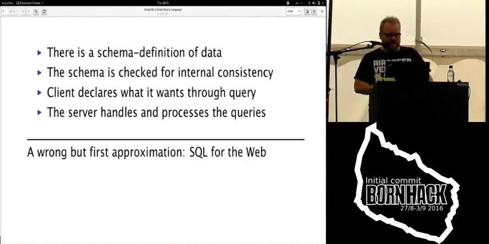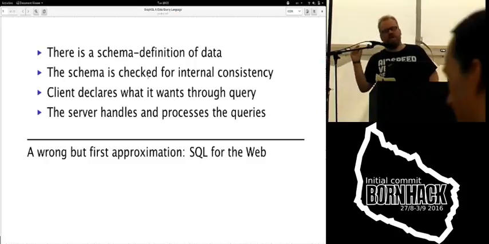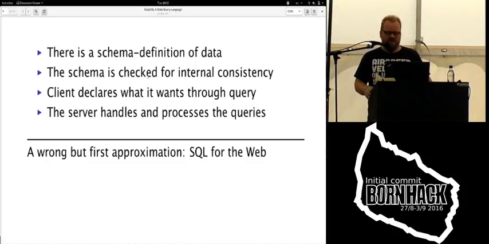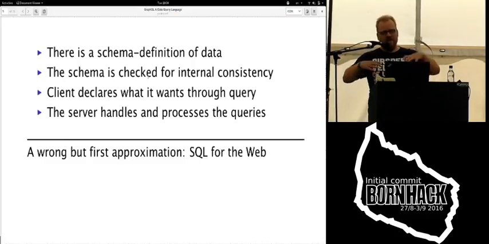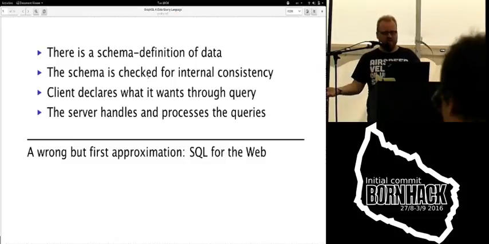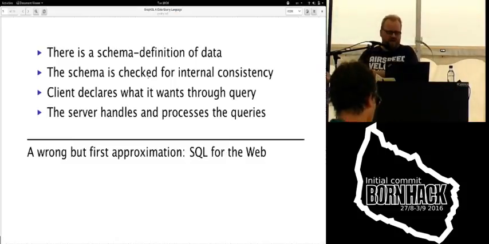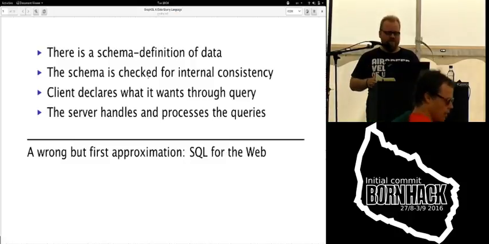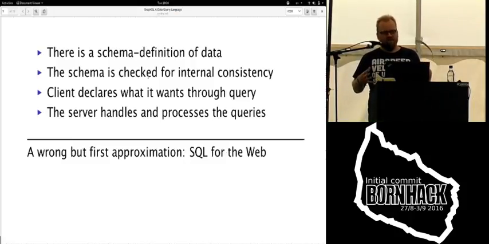One approximation you could use, though it's a wrong approximation, is that it is SQL for the web. In the sense that the client declares a query, and the query is sent to the server. The server tries to resolve that query and then give back its answer. And there is a concept of a schema in this which defines what the valid queries are. The schema defines essentially what your server supports. So this corresponds to the endpoints in a RESTful web service. There's only one endpoint, but there's a schema definition inside it that defines what you can query for.